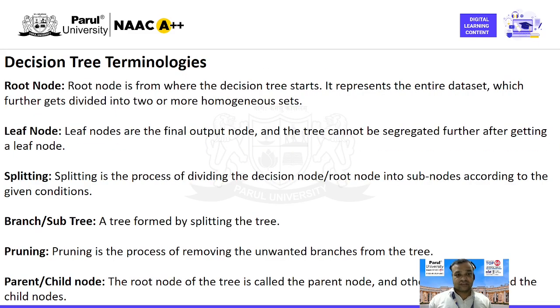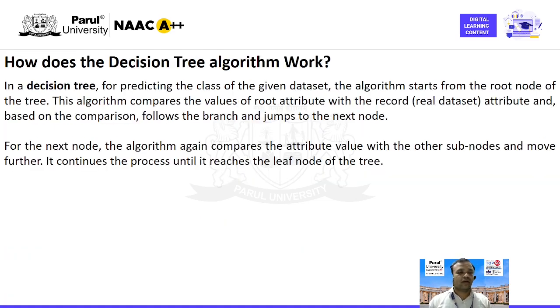So these are the basic terminology we can use with the decision tree. Just remember all these things. How does the decision tree algorithm work?